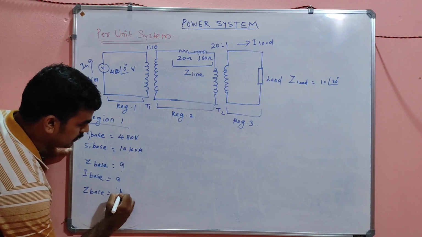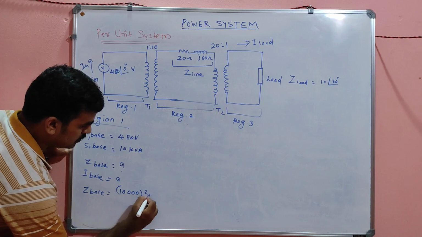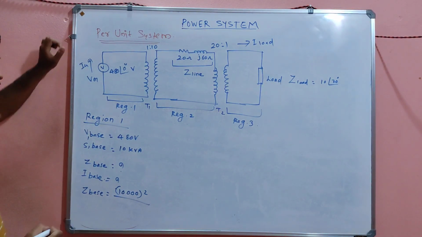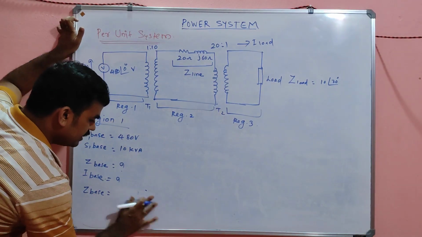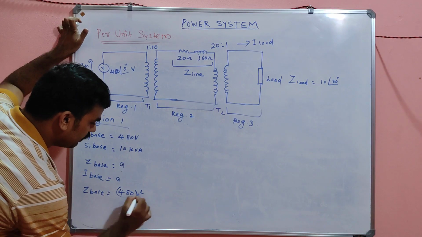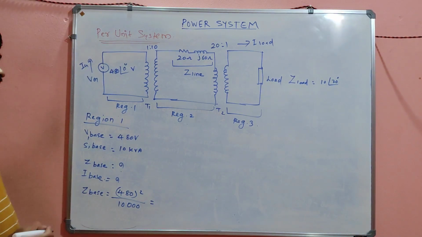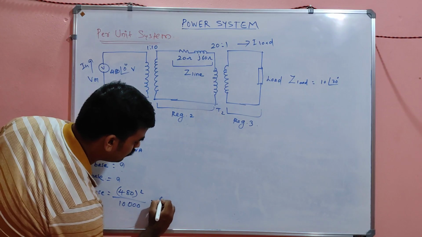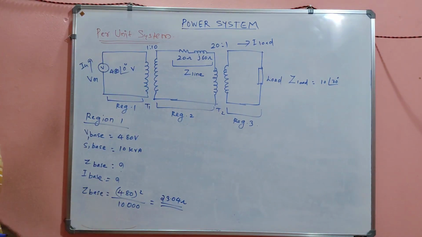V square, that is 480 volt. So 480 square divided by the power, 10 kVA. So 480 into 480 divided by 10,000 gives the value of Z base, which is nothing but 23.04. So this is the Z base.